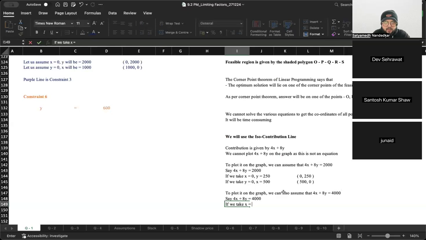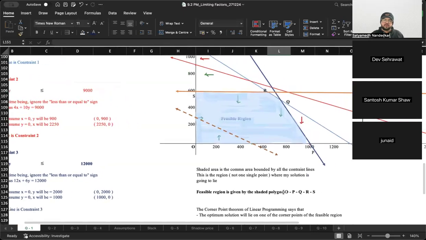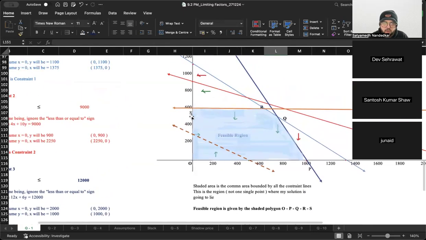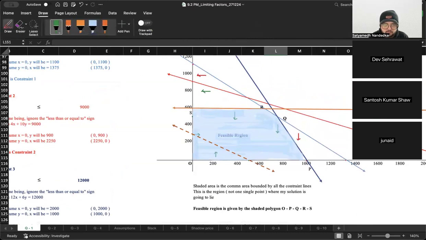Now, if we take x equal to 0, y will be equal to 500. And if we take y equal to 0, x will become how much? 1000. So what is my point? My points for the graph paper are 0, 500, and the second point is 1000, 0. 0, 500 will be somewhere here, and 1000, 0 is this point. Let me draw a line that passes through these 2 points.